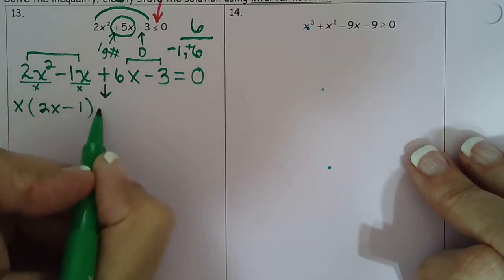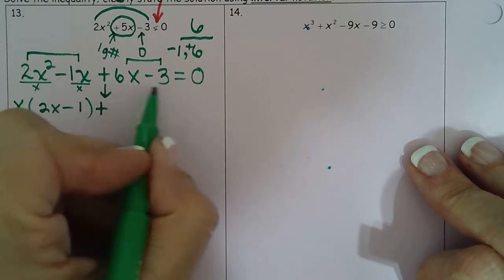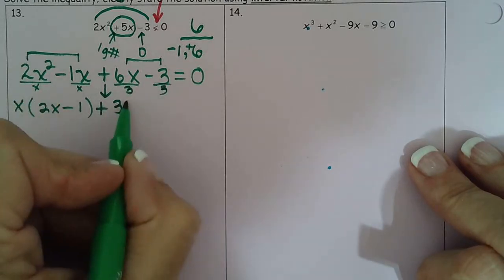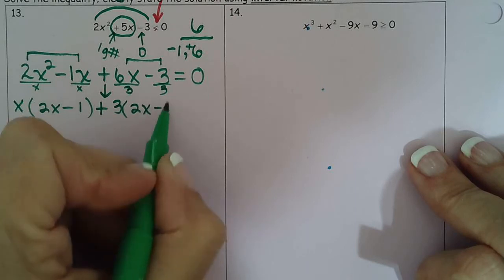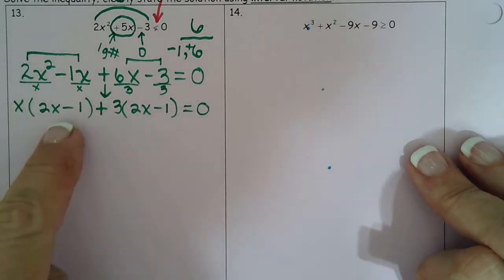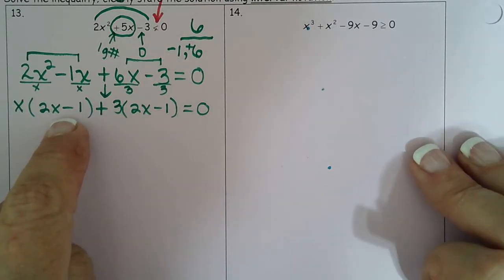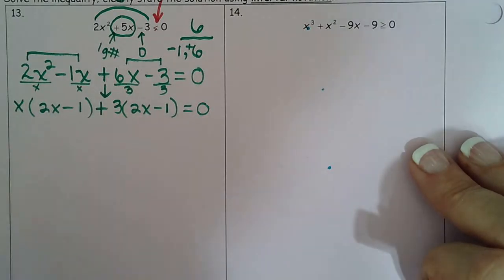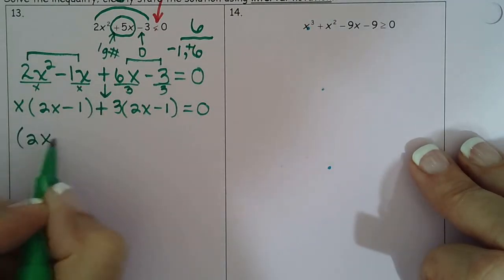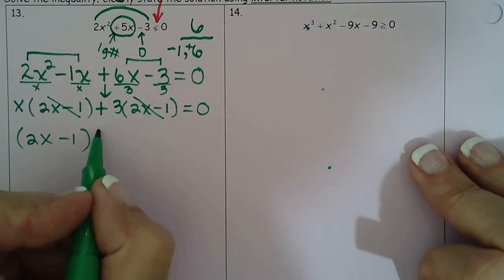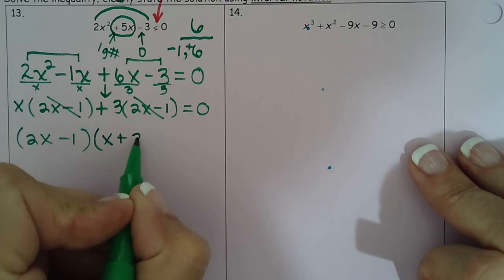Then we always bring down that sign. The GCF for these two is 3. When I take a 3 out of each one, I get 2x minus 1. Ding, ding, ding. This is what I like. So whenever the parentheses match, that means you're going on the right track. So now we have a third GCF, which is this common binomial 2x minus 1. So I take the 2x minus 1 out of each, and that leaves me with x plus 3.